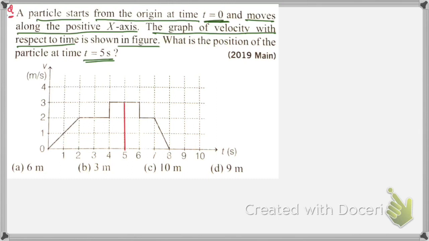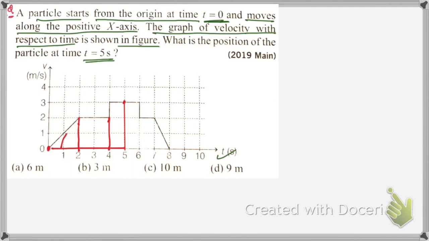Let me draw the line here. So this is the time axis, right? Here you can see this is the time axis. So at 5 seconds, from 0 to 5, right? Let me find the area of this part.